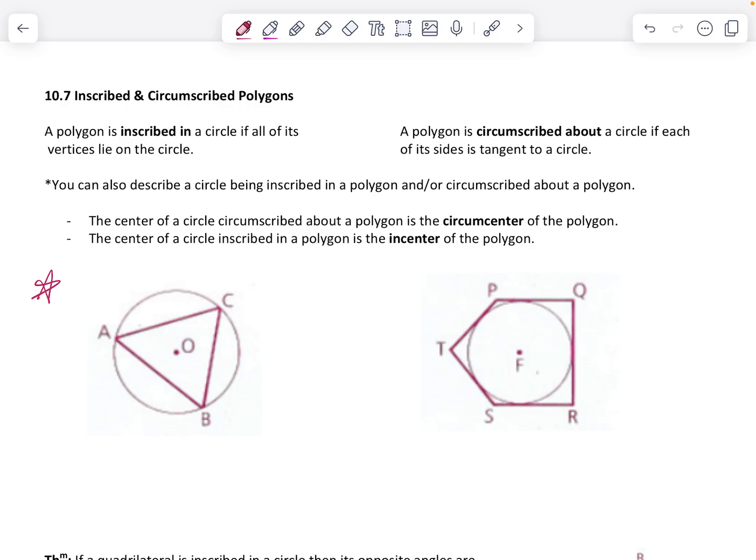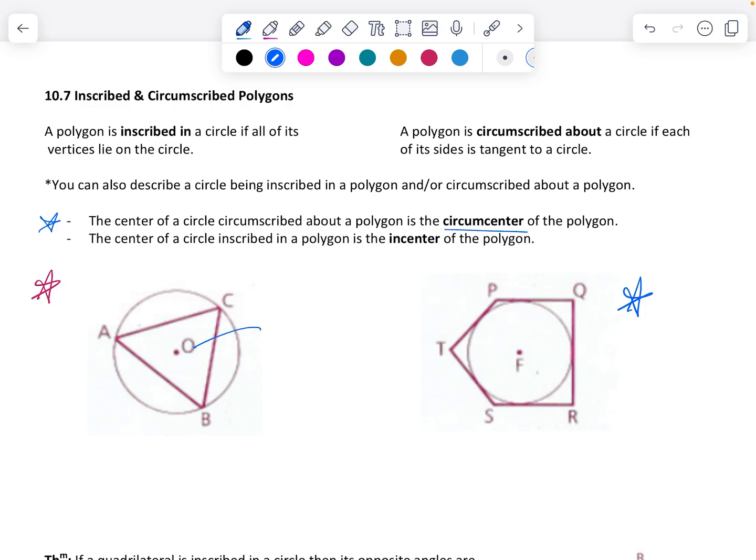A polygon is circumscribed about a circle if each of its sides is tangent to the circle. So this second diagram here that I starred in blue, that polygon is circumscribed about a circle. You could also describe the circle being inscribed or circumscribed. So the first diagram with the red star, the circle is circumscribed. Here it says the center of a circle circumscribed about a polygon is the circumcenter.